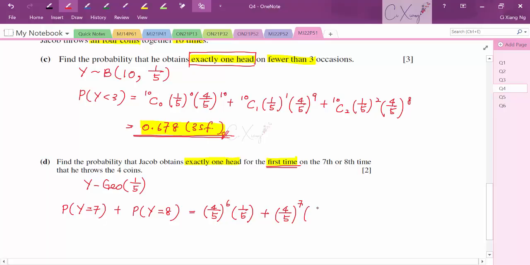And the 8th time, when you throw it, finally you get the result that you want, which is exactly one head. So try to get the answer from this formula, and therefore we are having 0.0944. So this is the way we solve question number 4.